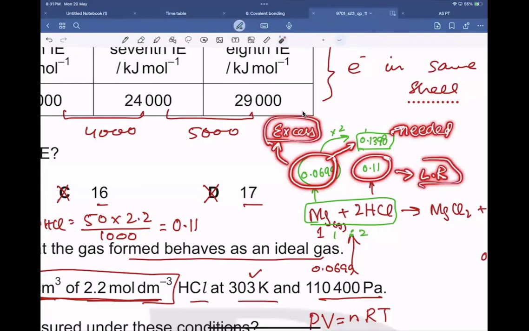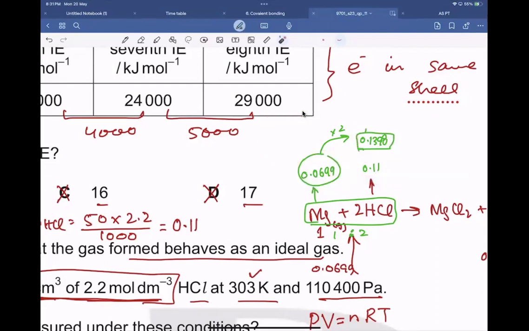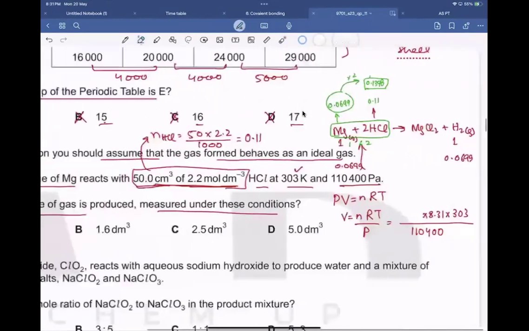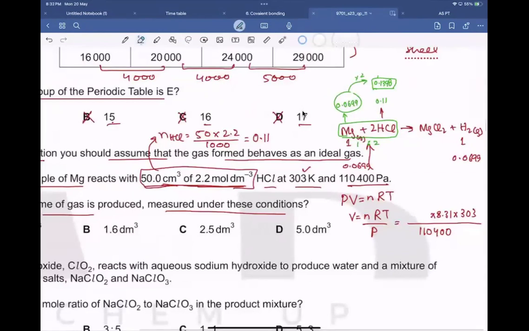So see, we always use the calculation with the limiting reactant. Because if these are the moles of magnesium, for these moles of magnesium to completely react, we need this many moles of hydrochloric acid. But in actual, we have only 0.11 mole of hydrochloric acid. Is this understandable? So whenever they have given you the amounts of two reactants, always convert them into moles and then identify whether they are in the perfect ratio, or which one is limiting and which one is the excess reactant. So I'm not going to use 0.699. Instead, I'm going to use 0.11.